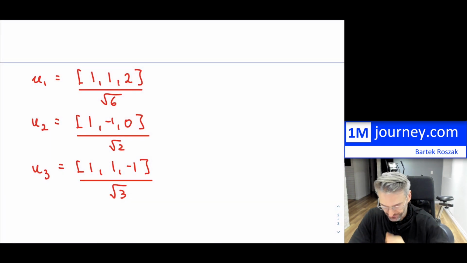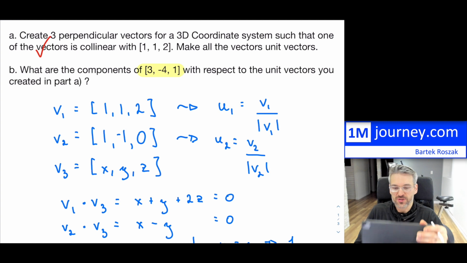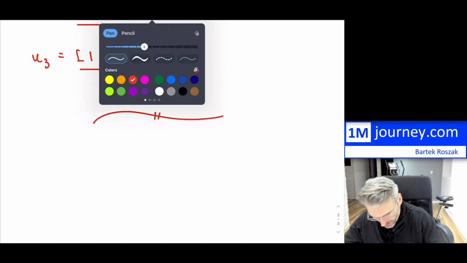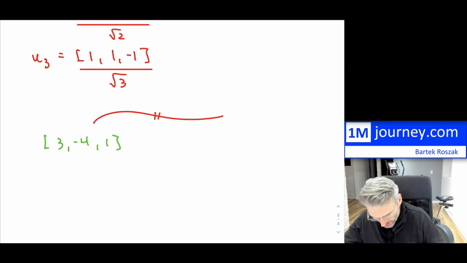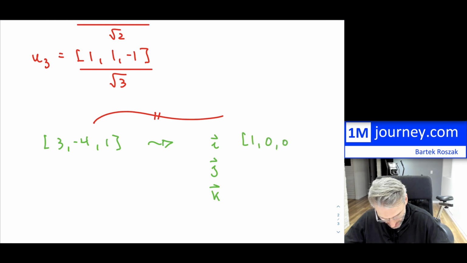Now, let me go back and let's answer part B. So for part B, what are the components? Now they give us an actual vector, and it's asking us for the components of this vector with respect to the unit vectors you created in part A. So this is 3, -4, and 1. What you are used to is your regular unit vectors, which were basically i, j, and k. These ones were 1, 0, 0; this one was 0, 1, 0. So this is your standard definition of your unit vectors.